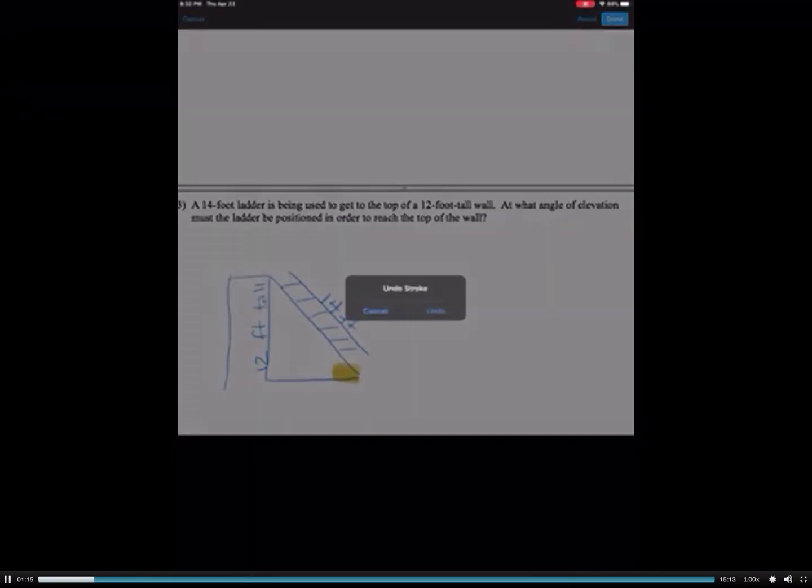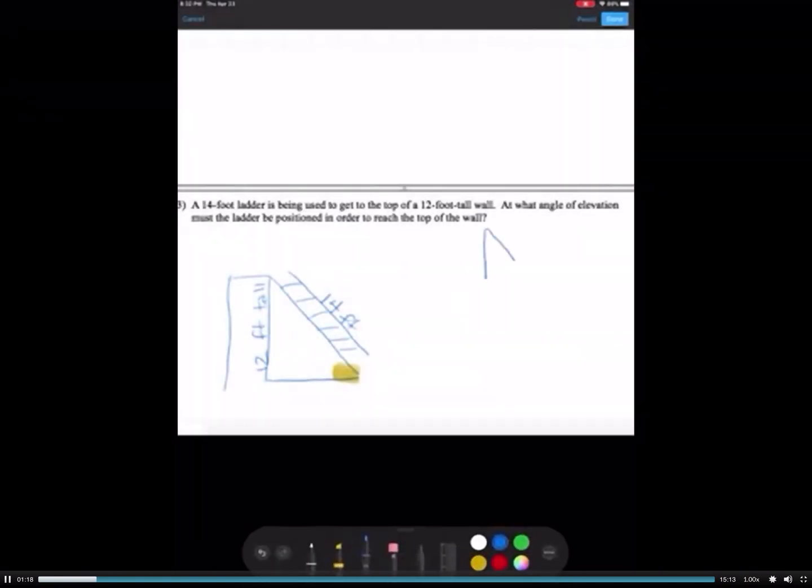And here's just a simple drawing of the triangle. This is 12, this is 14, and this is theta. This is what I'm looking for. Okay, so now I'm going to label my triangle based on that. This one is opposite, this one's the hypotenuse, and this is the adjacent. So I have O and H is 12 over 14. O over H is sine. So sine of theta equals 12 over 14.